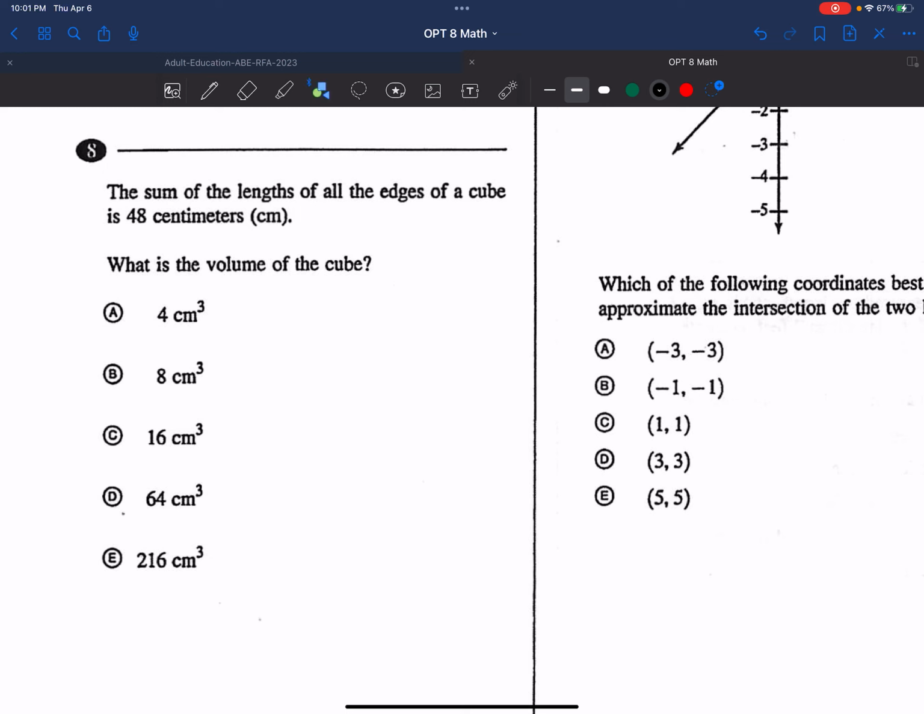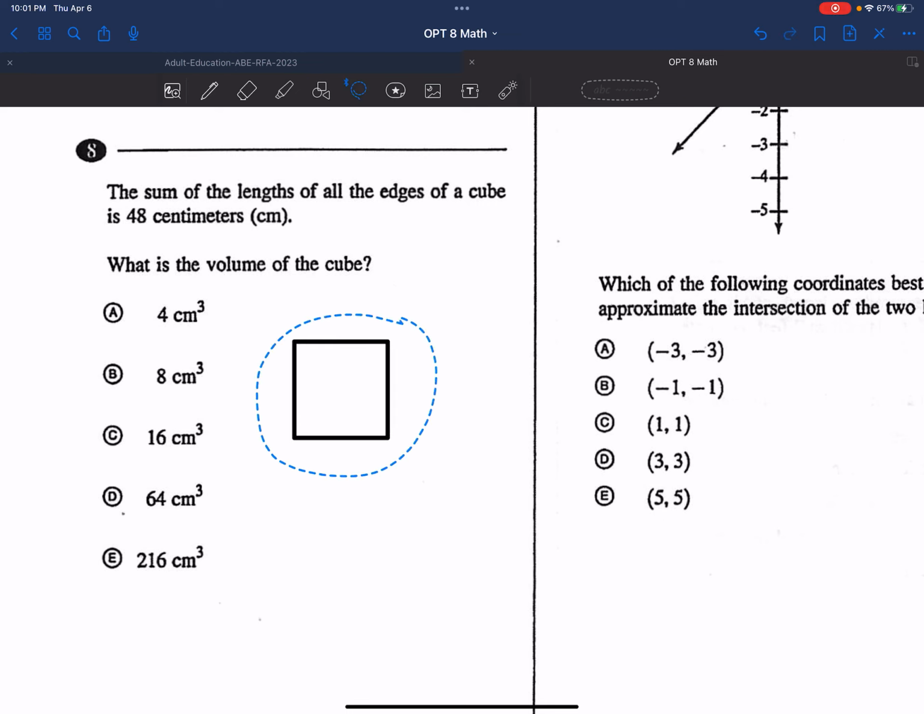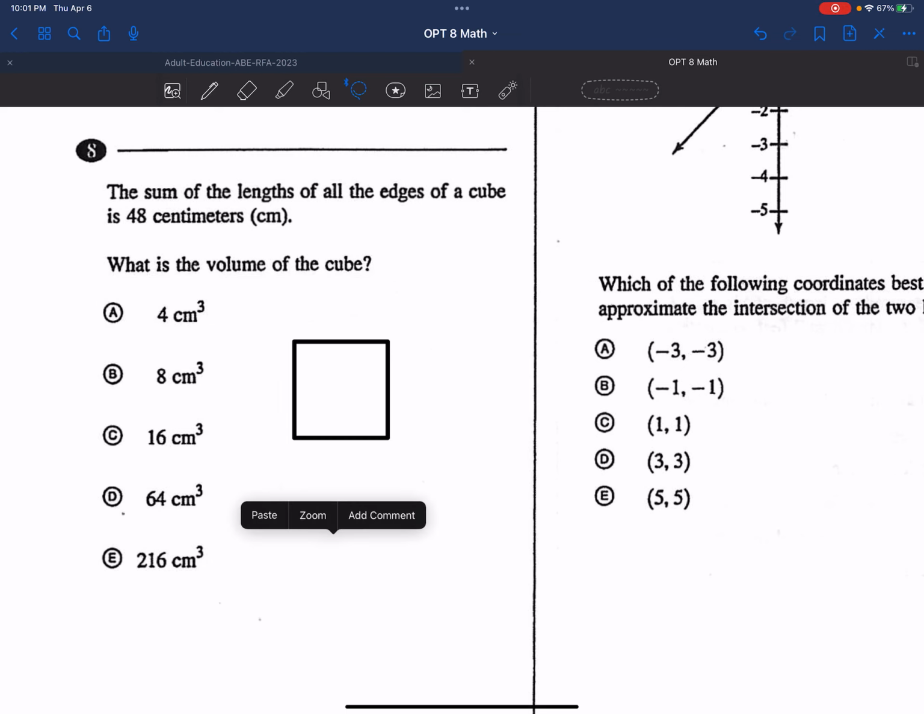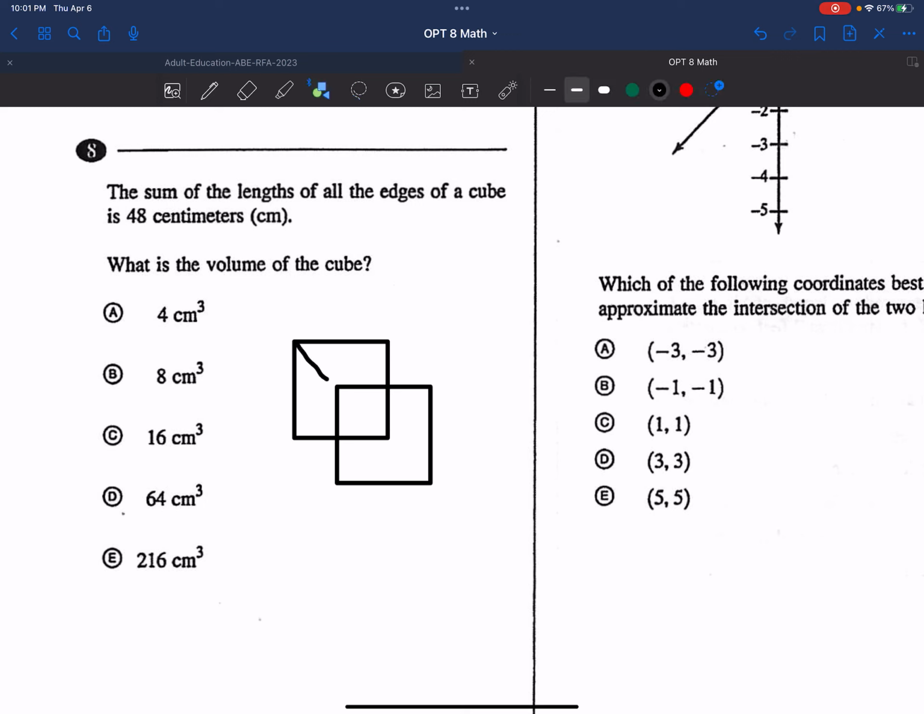So first of all, just to help you visualize, I'm going to draw a cube. I'm going to try anyway. That is not a square. There we go. And I'm going to copy that square because the question, at least initially, is about the edges of a cube. And it's very important that you understand what they're talking about with the edges of a cube. So if you want to draw this with me, you can pause the video as needed.